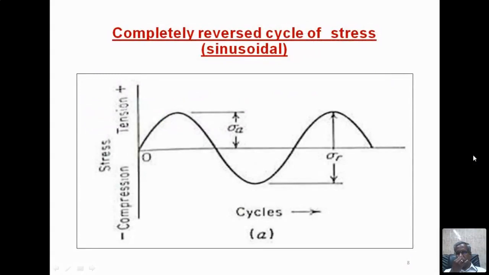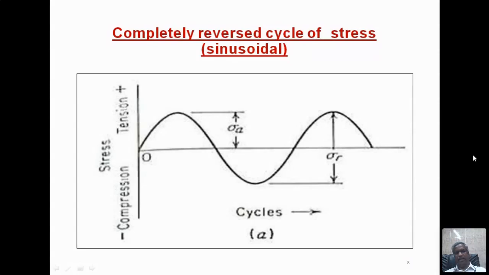The first one is the completely reversed cycle of stress. It is sinusoidal in shape, the shape of the curve, and it is varying. You have a tension component and a compression component, tensile stress and compressive stress. The stress is varying from zero. Initially it is zero, and then it is increasing, reaching a maximum tensile stress, and then it is dropping, and again it reaches zero.